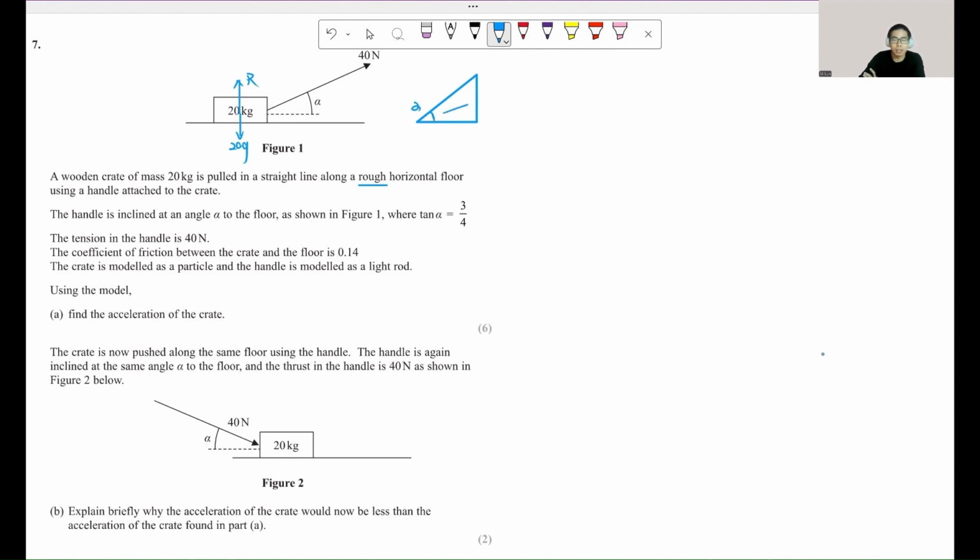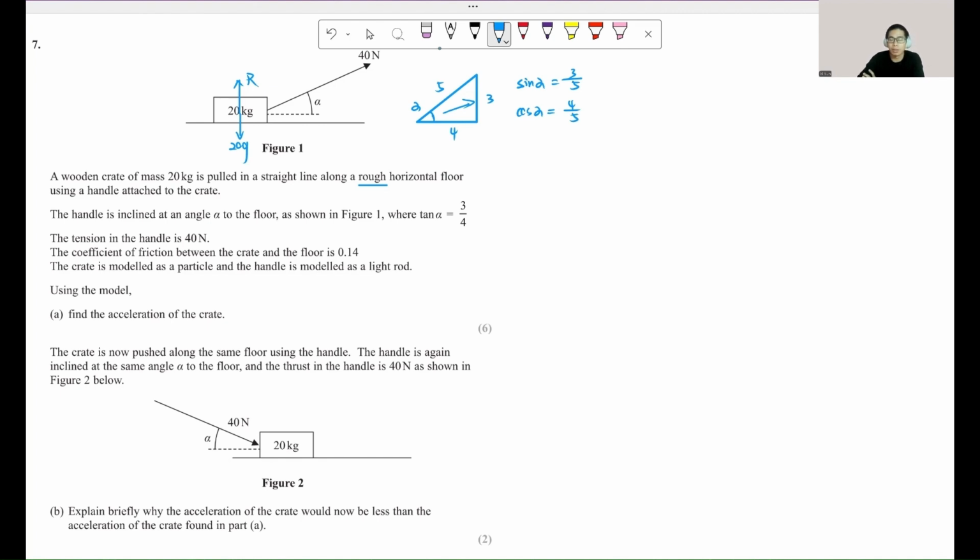So this is alpha, and tan is opposite over adjacent. That means opposite has to be 3, adjacent has to be 4, and then by Pythagoras' theorem, the hypotenuse has to be 5. Or we can just put in the calculator, square root of 3 squared plus 4 squared, that should give us 5. So that means sine alpha is equal to 3/5, and then cos alpha is equal to 4/5.